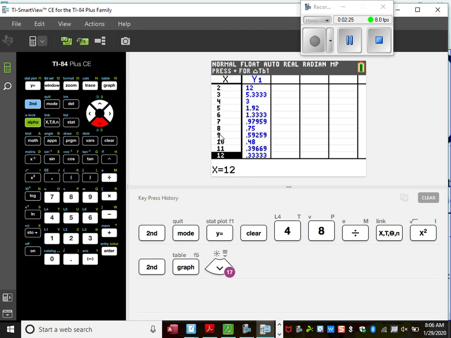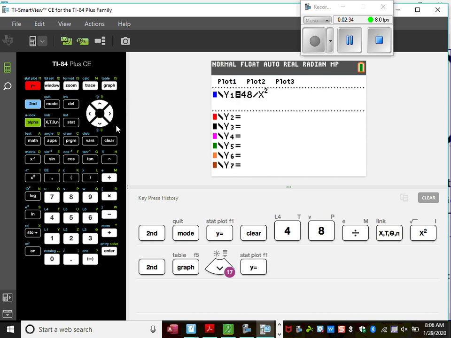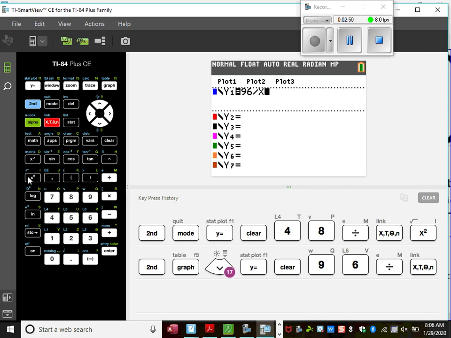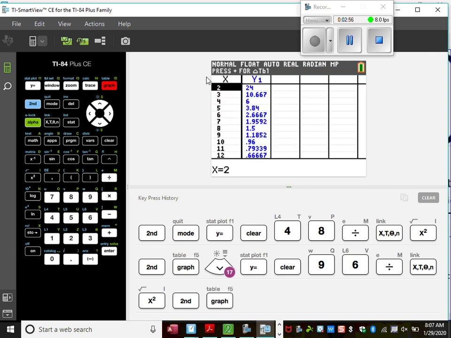Let's just put in another number. Let's just say we want to do 96. So let's go back to our y equals. We're going to hit clear, and we're going to put in 96. So if we had 96 underneath the radical, we're going to divide it by x squared because it's a square root. And then we're going to go to the table, second graph.